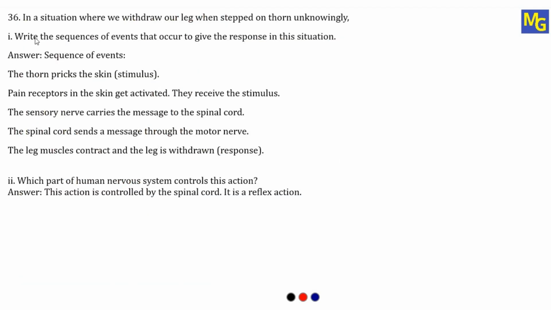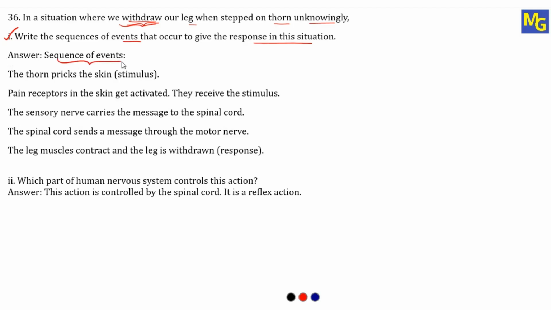Now the next question, that is question number 36. In a situation where we withdraw our leg when stepped on a thorn unknowingly. So here, if we keep our leg on a thorn unknowingly, then we will immediately withdraw our leg. So in this situation, we have 2 questions. Question number 1, write the sequence of events that occur to give the response in this situation. When we keep our leg on the thorn, we will withdraw immediately. When you withdraw, this is nothing but a response. To explain this response, what is the sequence of events we can see? That we have to answer first.